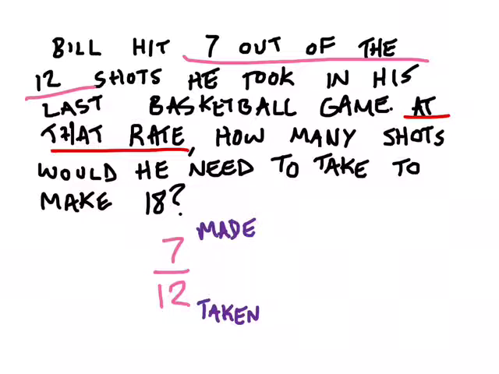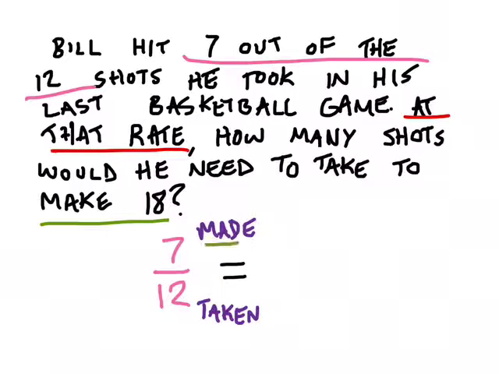If I want to answer the question, which is how many shots would he need to take to make 18, I'm going to need to recognize what units I have and what units I don't have. So I'm going to stick an equal sign in the middle, and now it's time to make a new ratio. Okay, I want to know how many he would need to take to make 18. So I'm assuming he makes 18.